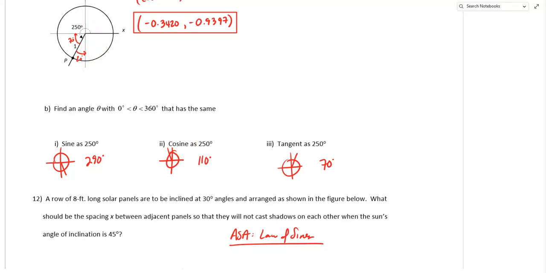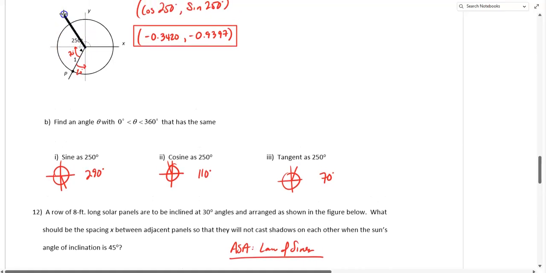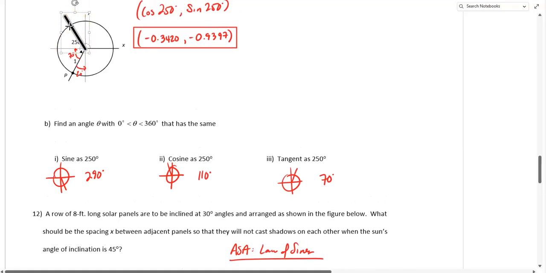For cosine, we're asking about the x-coordinate. Where would it be the same? And again, similarly, the x-coordinate here is this negative 0.34. But if I come to this position in the second quadrant, this position also has the same x value, so it has the same cosine quantity. And this position is at 110 degrees.